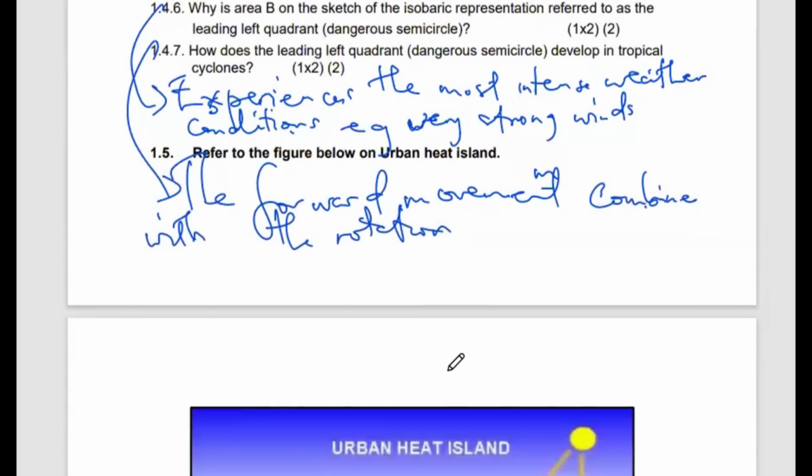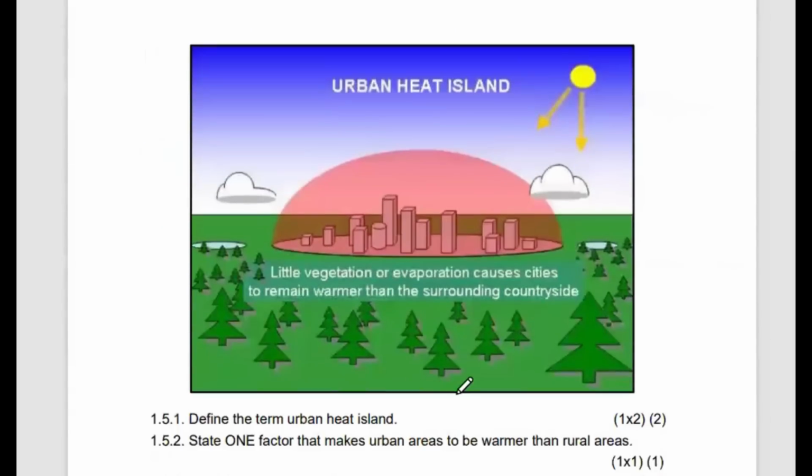Refer to the figure below on urban heat islands. Right, that is an illustration of an urban heat island. It says little vegetation or evaporation causes cities to remain warmer than the surrounding countryside. Right. Question number 151. It says define the term urban heat island. Right. How can we best define an urban heat island?